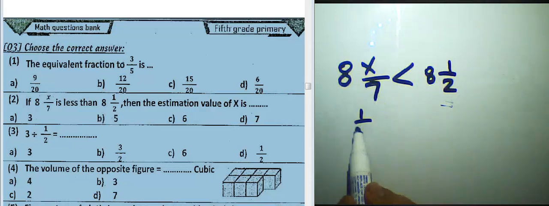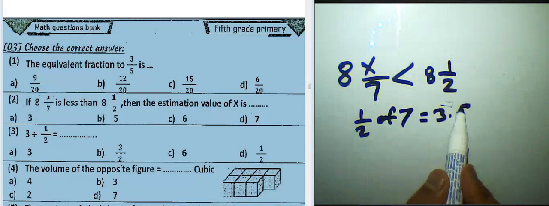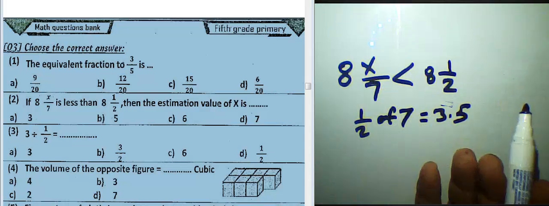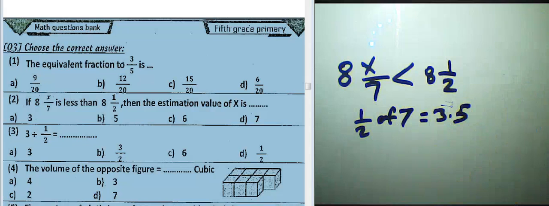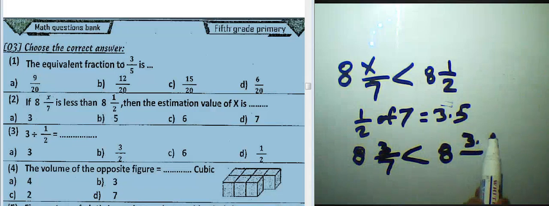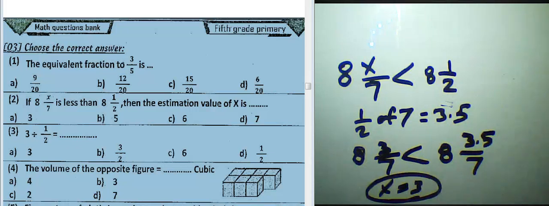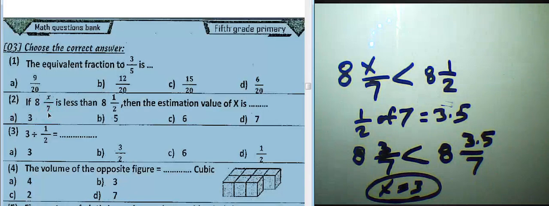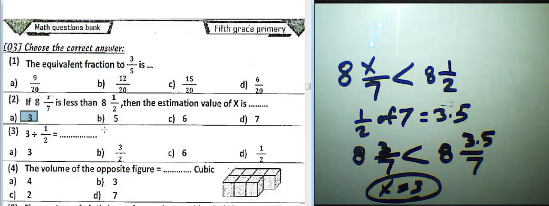Ask yourself, half of 7 equals 3.5. Then x is less than what? Less than what number nearest to 3.5? It will be 3. Then 8 and 3 over 7 is less than 8 and 3.5 over 7, because 3.5 is half of 7. Then x here will be equal to 3. Okay, the result will be letter E. Don't change the denominator. You must ask yourself, half of 7 here equals 3.5. What is the number less than 3.5? It will be 3. Okay, it's the result.